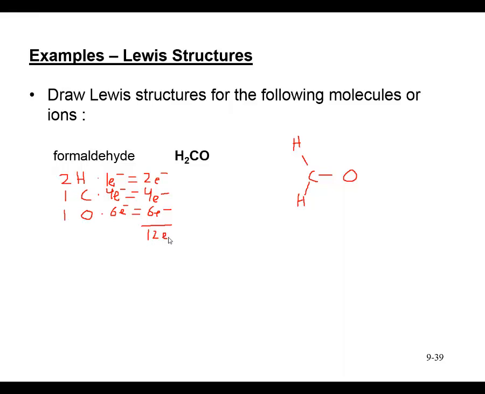Okay, let's see how many I've used so far with the single bonds. So I've used 1, 2, 3, 4, 5, 6 valence electrons so far.